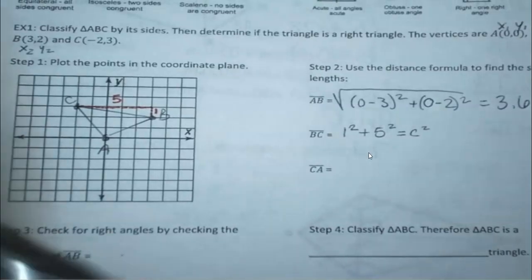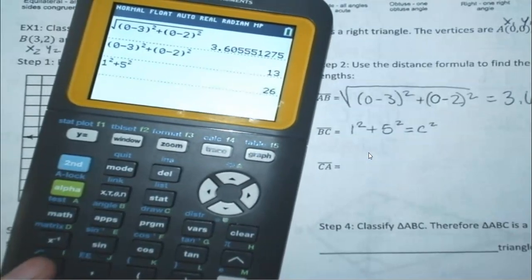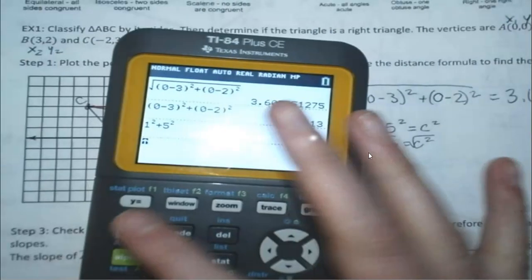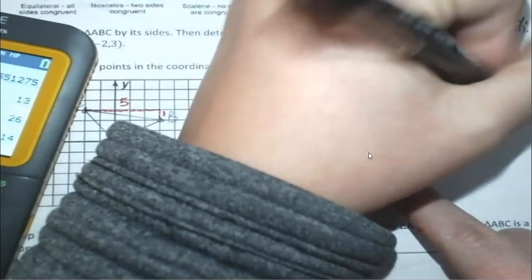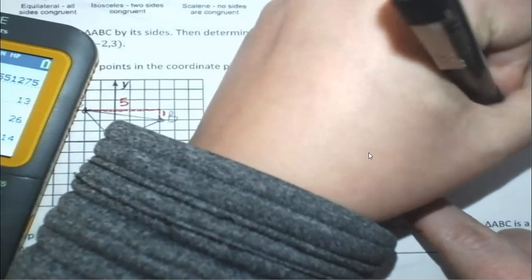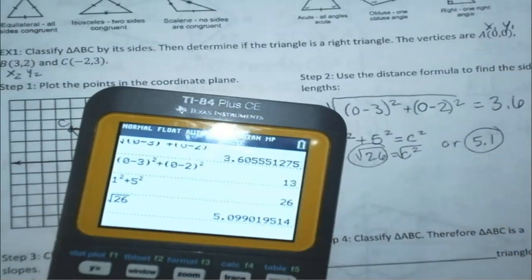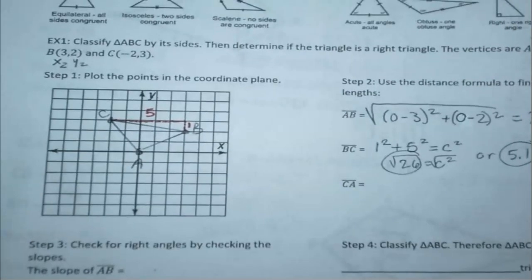All right, let's type that in. 1 squared plus 5 squared equals 26. So C squared equals 26. You take the square root of that, and like I said earlier, just the square root of 26 is fine, or you can say 5.1, because that is what the square root of 26 rounded to the nearest tenth is. Okay, hopefully that wasn't too crazy. If you understood that, great. If you're like, I don't know what just happened, I'm going to do it again. So let me show you.